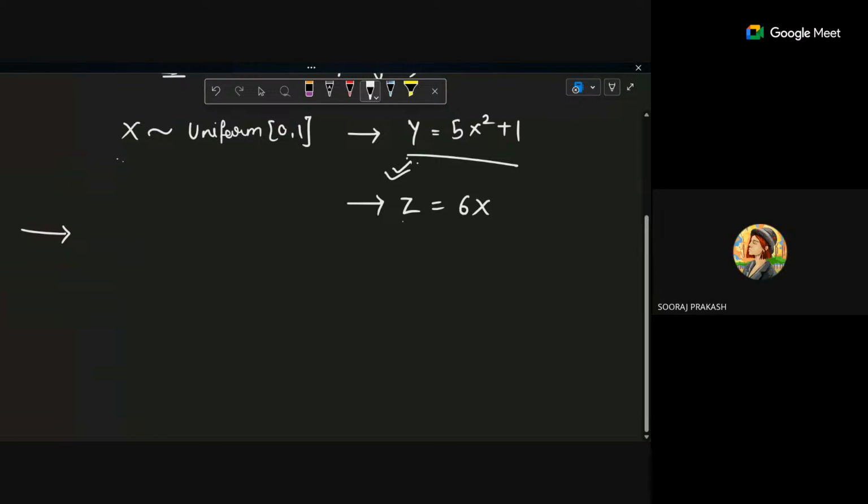Actually, my basics are not good. I don't even categorize which are continuous and discrete. I always have confusion.